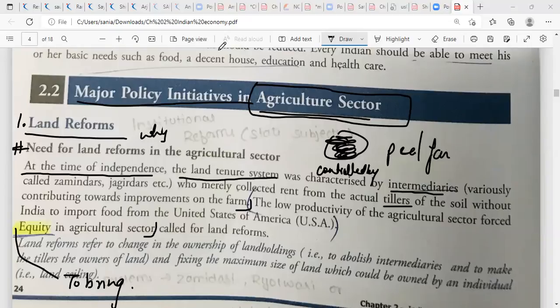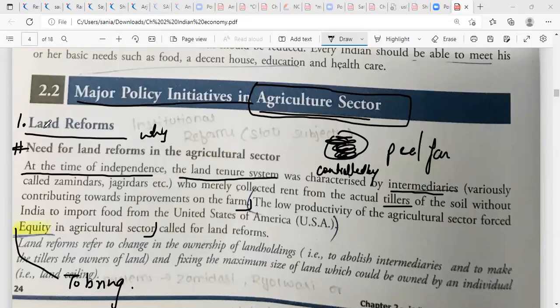Ma'am, should we write to USA? Yes, you can write USA. Okay, done. Done, ma'am.